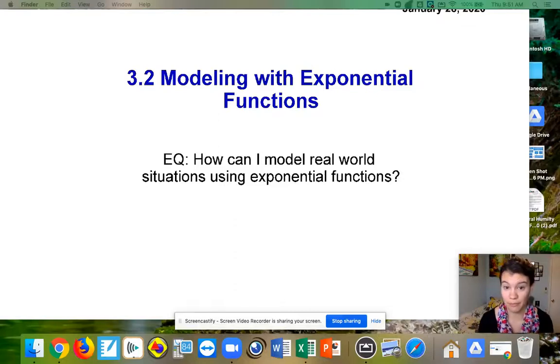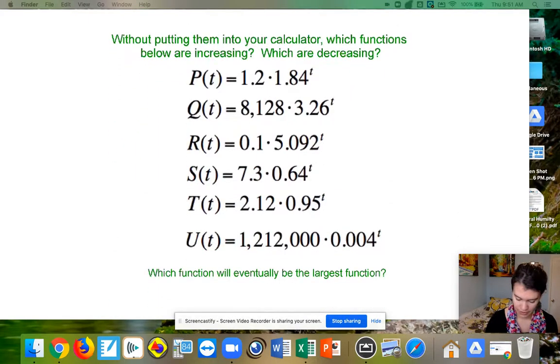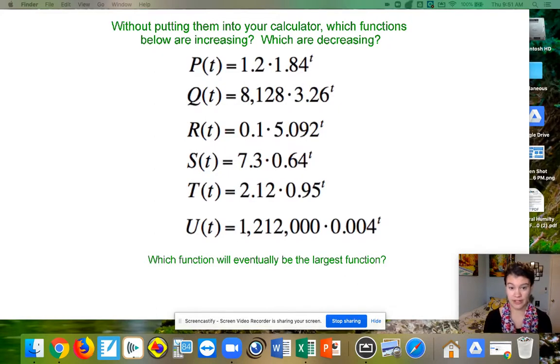So today we're talking about modeling with exponential functions. So how do you actually use them in the real world instead of just graphing them for whatever purpose? So without putting these in your calculator, pause this video and decide which of these are increasing and which of them are decreasing.